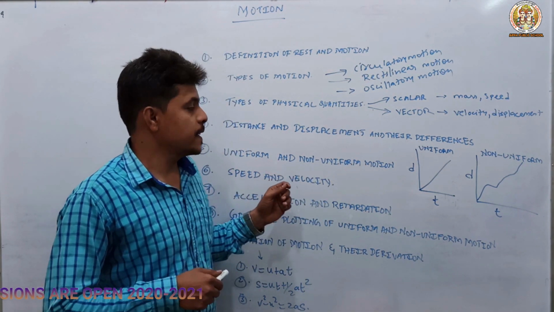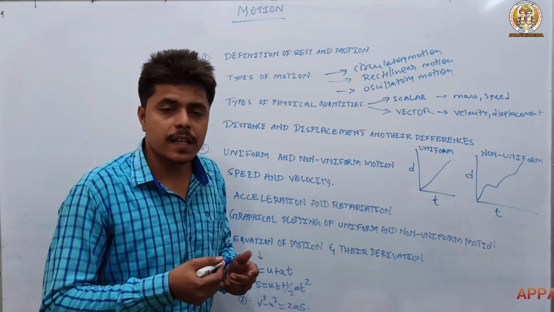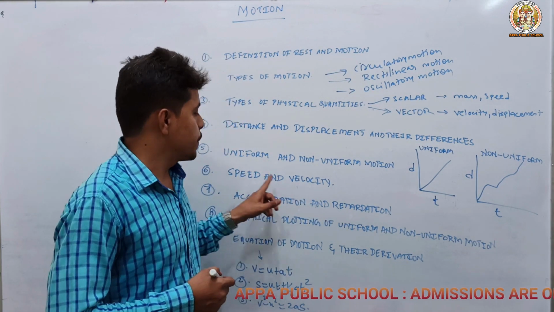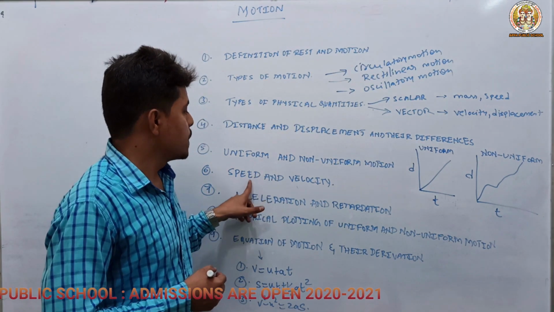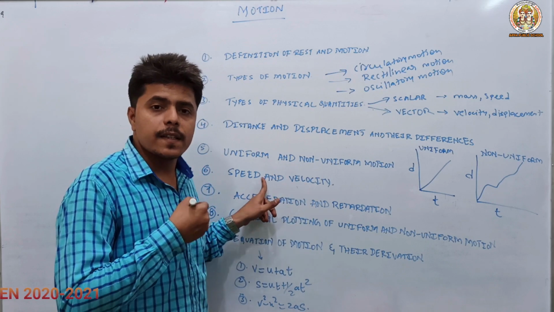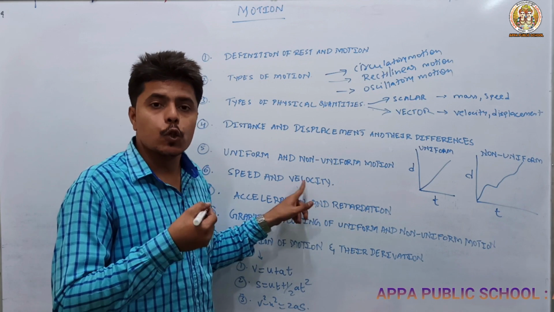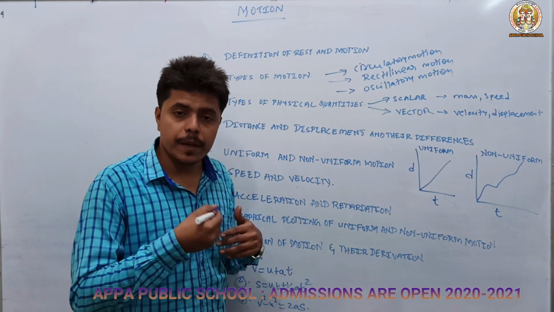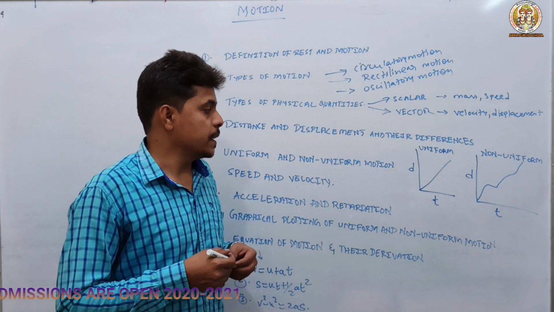Next is about the speed and velocity. What do you mean by speed and velocity? Speed means distance traveled by time taken, whereas velocity means the displacement by time taken. Speed SI unit is meter per second, velocity SI unit is meter per second. Speed is a scalar quantity, whereas velocity is a vector quantity, because speed is distance traveled by time taken, and velocity is displacement by time taken. Distance is a scalar quantity, displacement is a vector quantity. So this is about the speed and velocity.